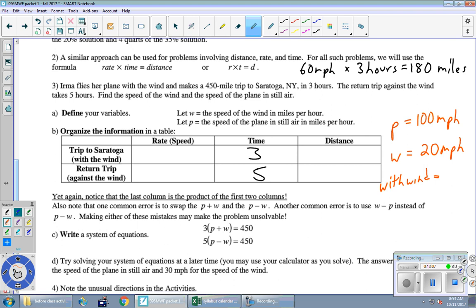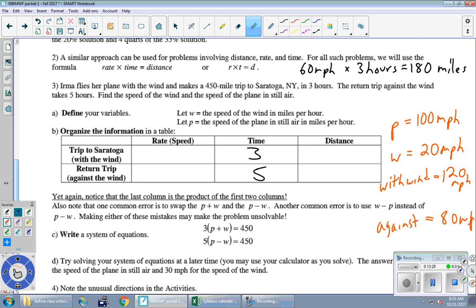Normally the plane goes 100 miles an hour, but it gets a 20 mile per hour speed boost because of the wind. So 120, right? We just add them up. And how fast will the plane go when it is fighting against the wind? 80, right? It loses 20 miles per hour from what it normally would do.